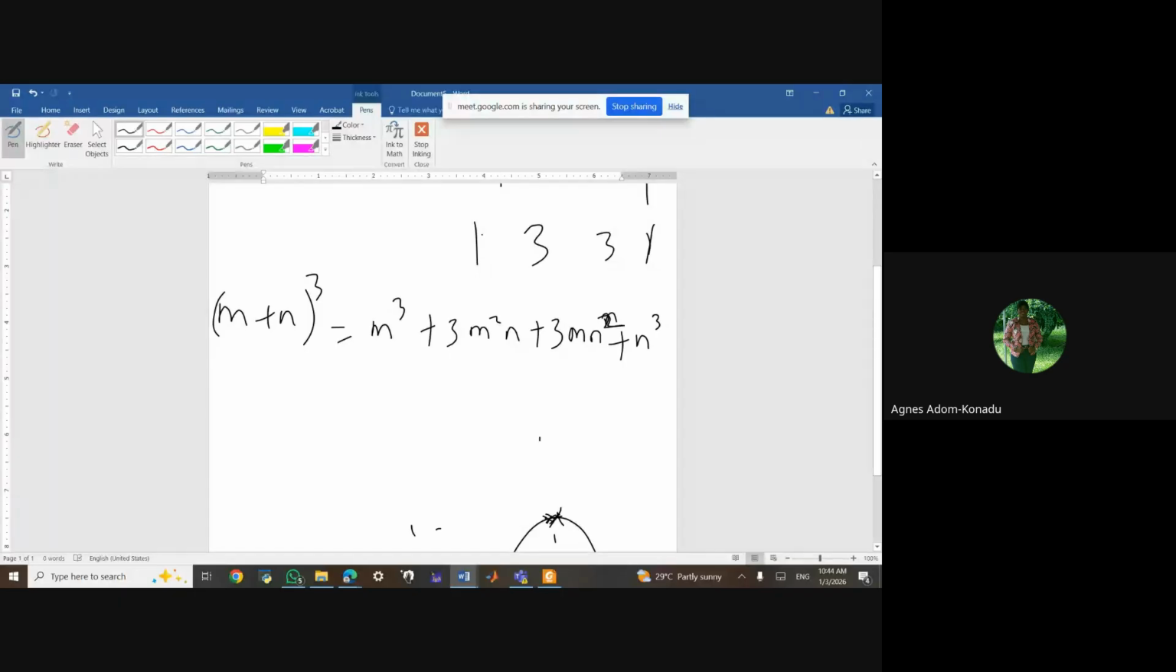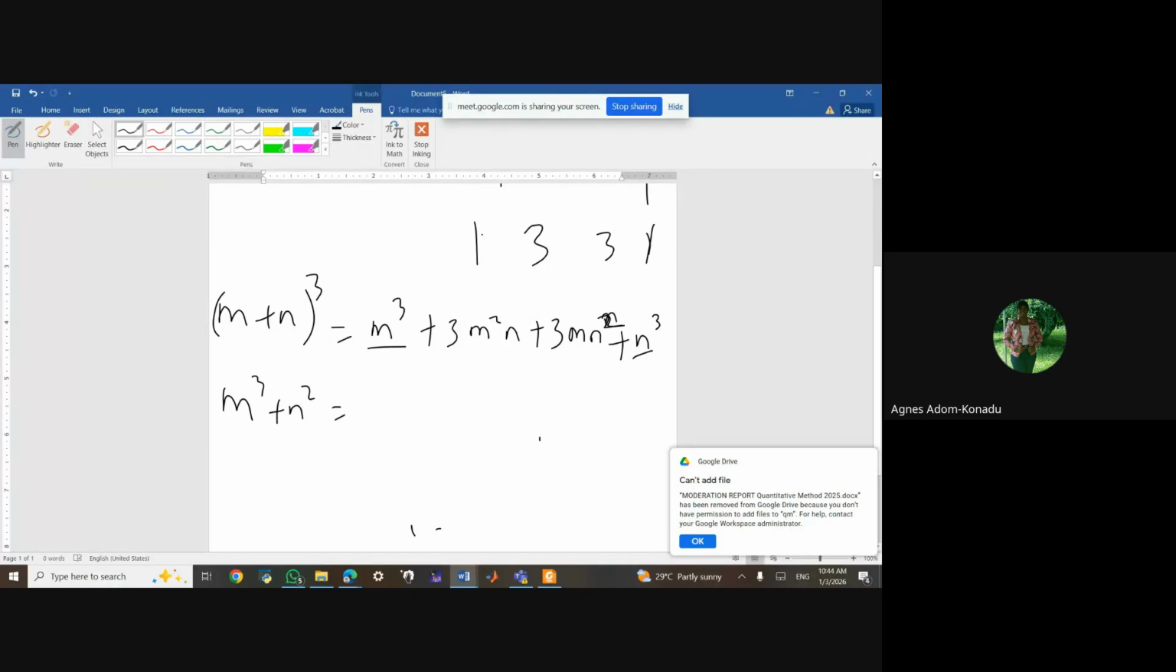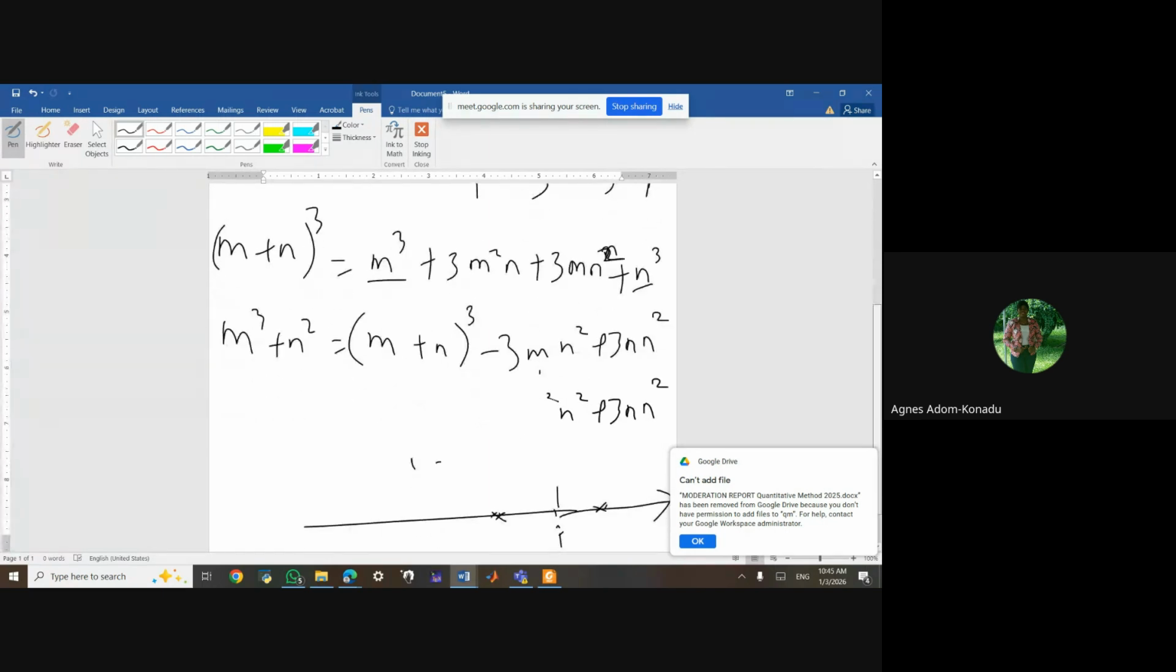Then in what I just did, I got something like m plus n squared. So I will make m plus n squared the subject. I'm going to write m cube plus n cube. This is equal to, so I take this one out, m plus n all cube, then minus 3m squared n plus 3m n squared. Then I can simplify further.